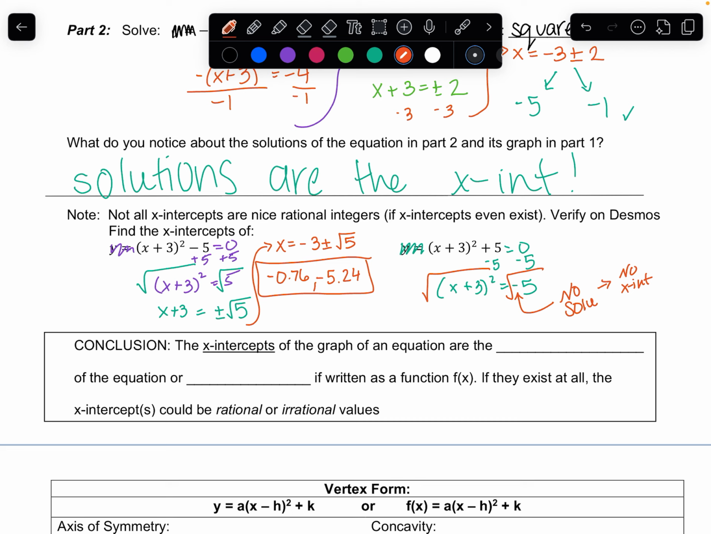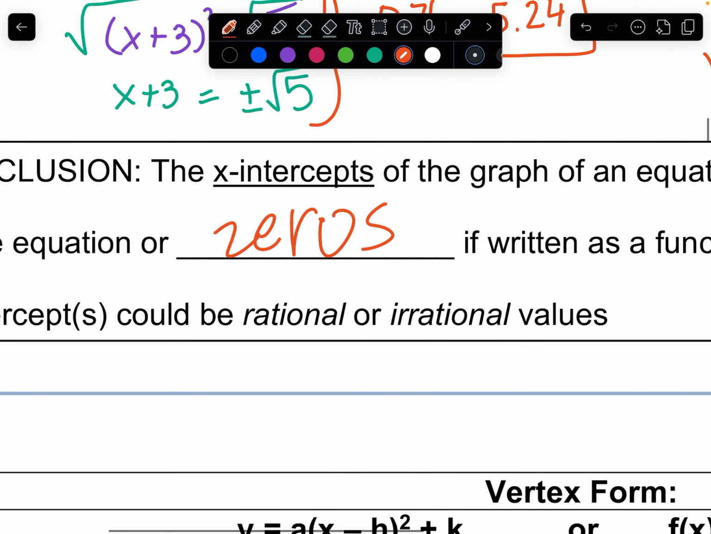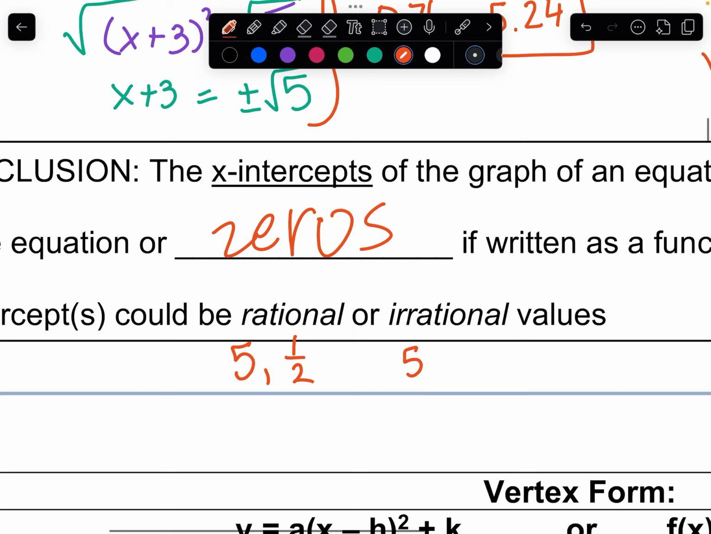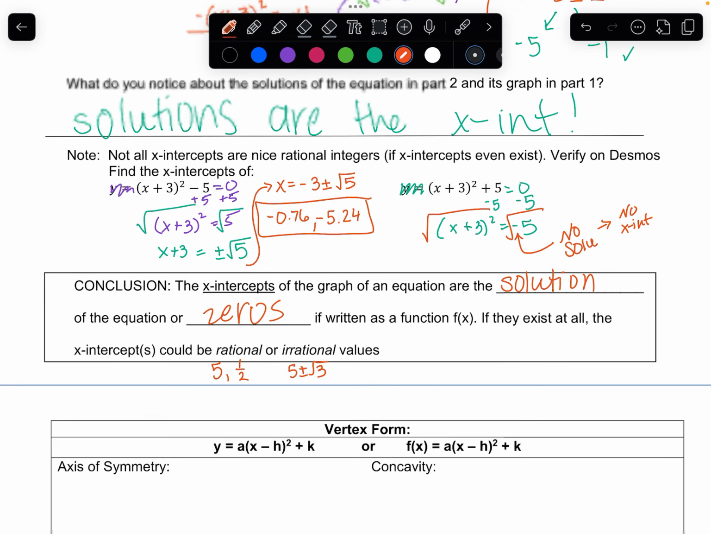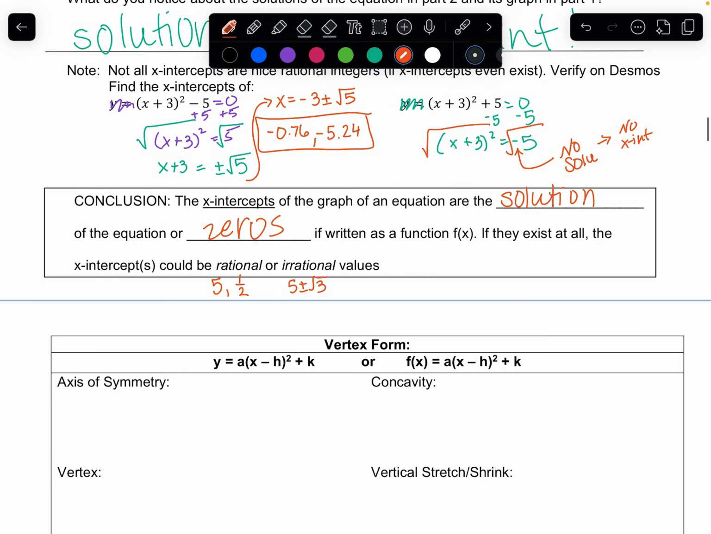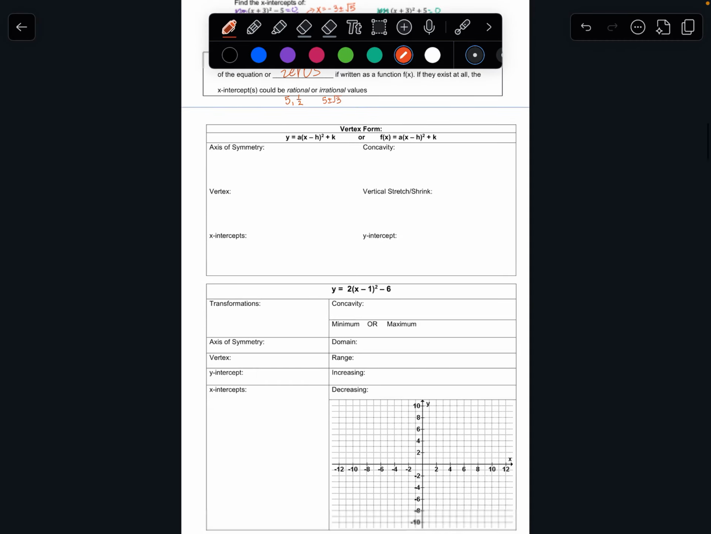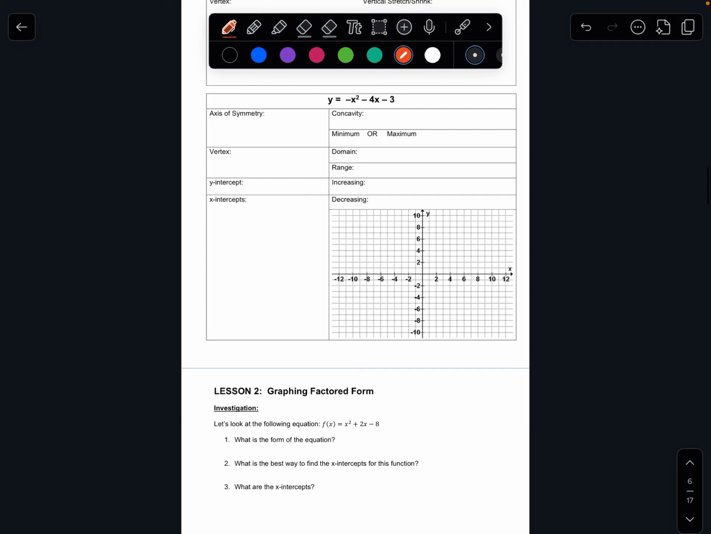So, conclusion: the x-intercepts of the graph of an equation are the solutions of the equation, or zeros, if written as a function f of x. If they exist at all, the x-intercepts could be rational or irrational. Again, rational is like 5 and 1/2, or irrational, which is like 5 plus or minus the square root of 3. They're still real, they still exist, they're just not nice numbers. And so this is going to bring everything together.